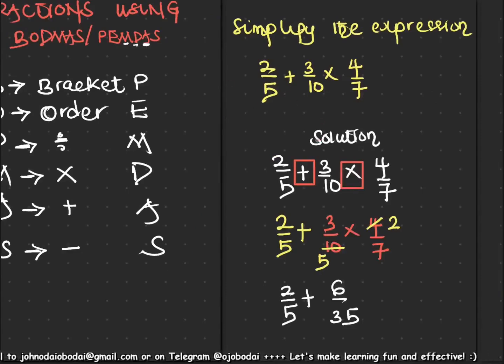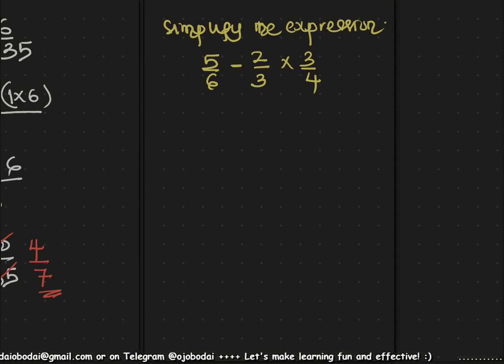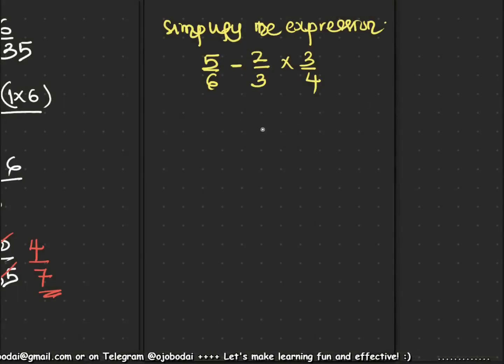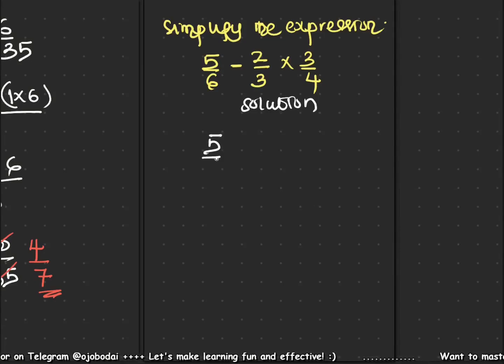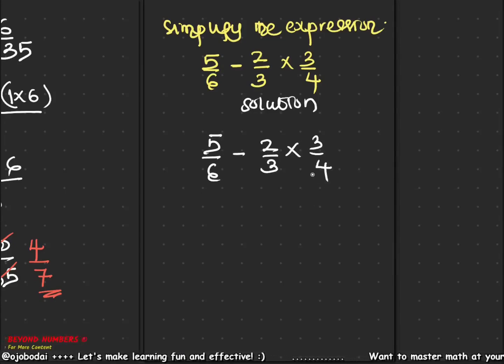Let's take another example to enhance our understanding. So this next example here, what does it say? It says 5 over 6 minus 2 over 3 times 3 over 4. Now, as we can see, there is multiplication and there is also subtraction there. So let's look at how we are going to go about it. We have 5 over 6 minus 2 over 3, then times 3 over 4.